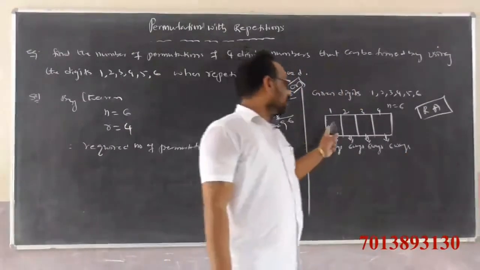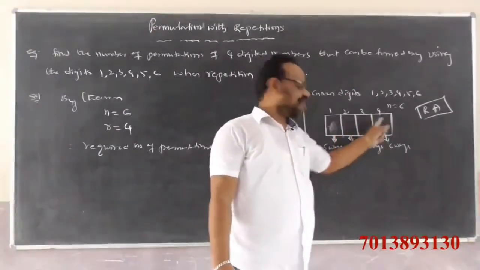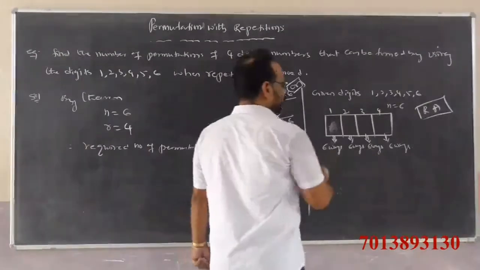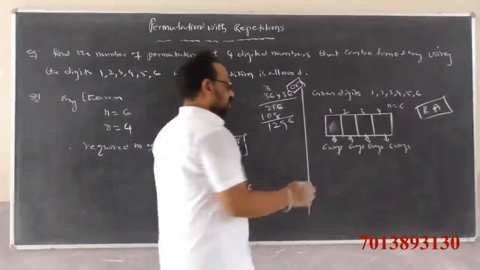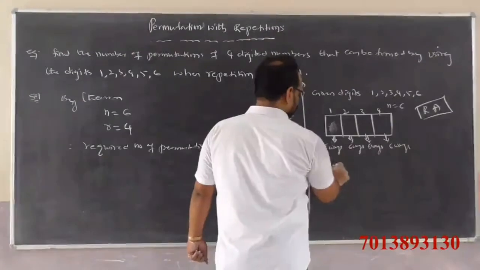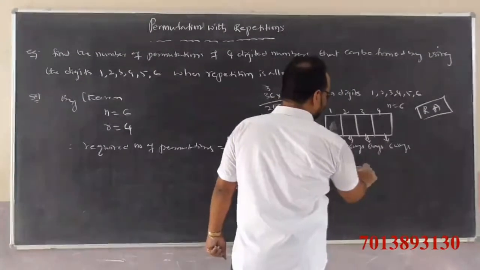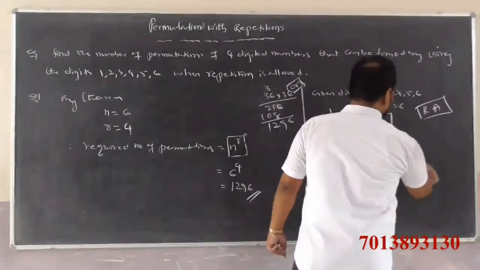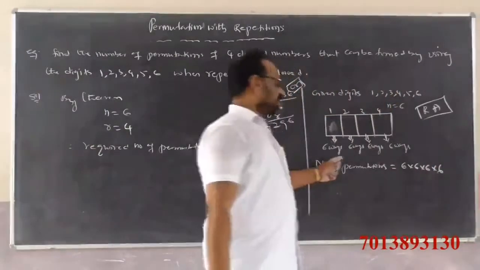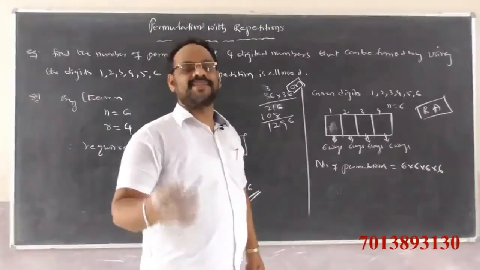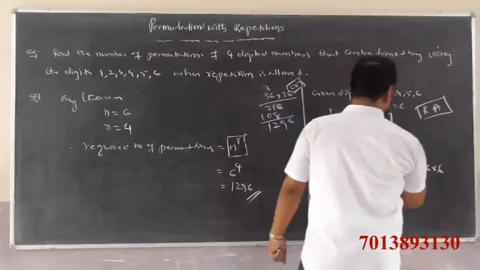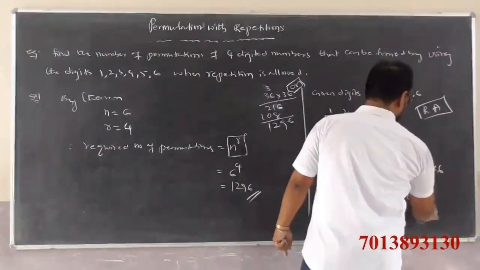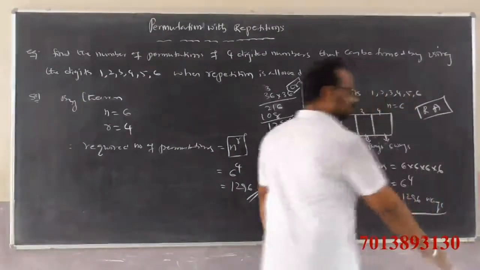We want 4 digit numbers. So, by using the fundamental principle of counting, the number of required permutations is equal to 6 into 6 into 6 into 6. Clearly, that is 6 power 4. That is equal to how many ways? 1296. This is the answer.